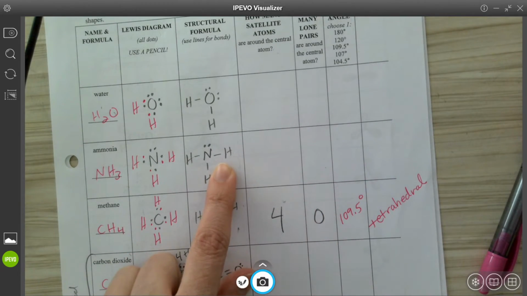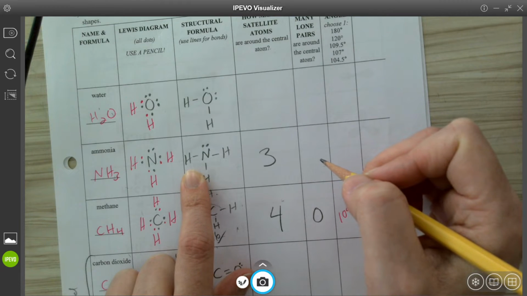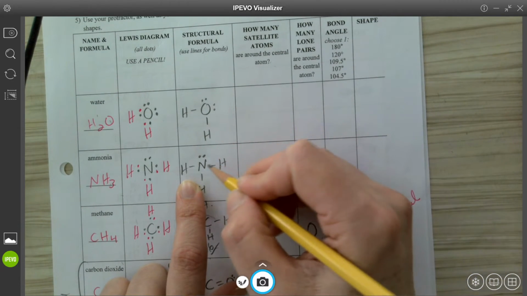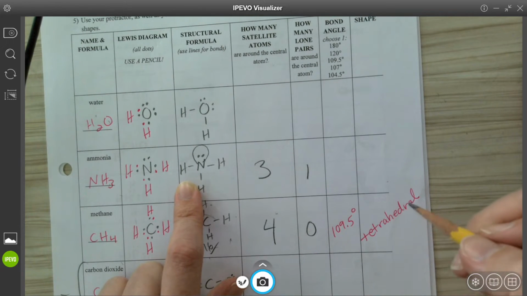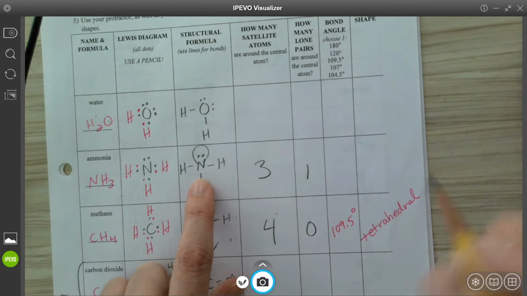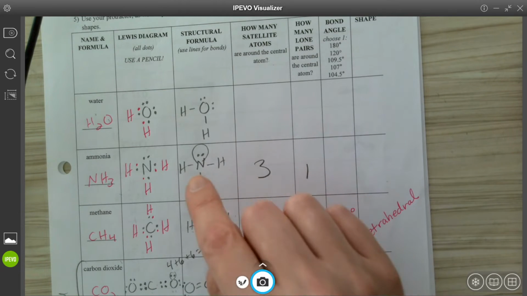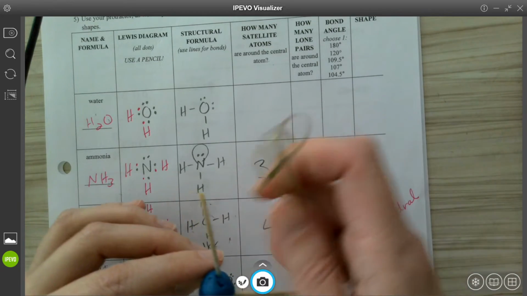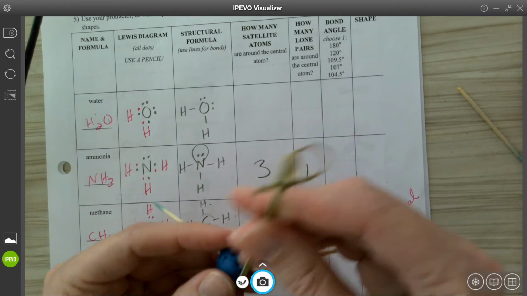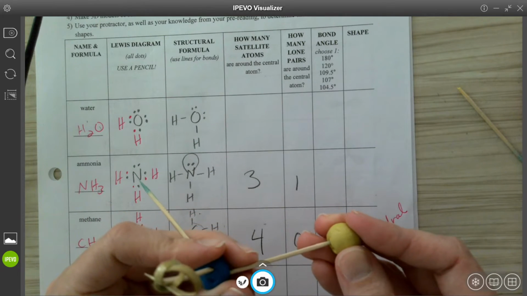Ammonia. There are 3 atoms around the central atom. And I want you to put a little balloon around the lone pair. There's 1 lone pair on the central atom. That lone pair takes up a lot more space than you might think. So you think, oh, it's just a tiny lone pair, it's not taking up that much space. I got a special toothpick just for a lone pair. So this is the toothpick. Have you ever used those toothpicks? They're a little curly on the end.